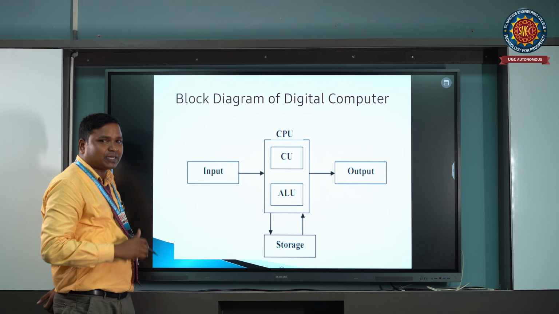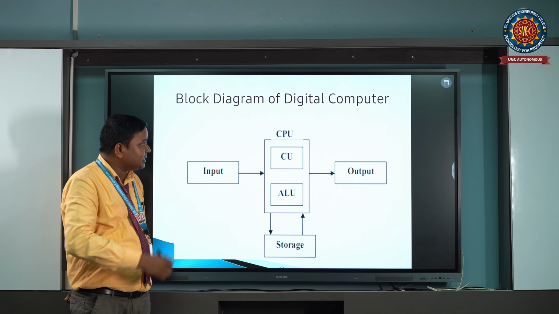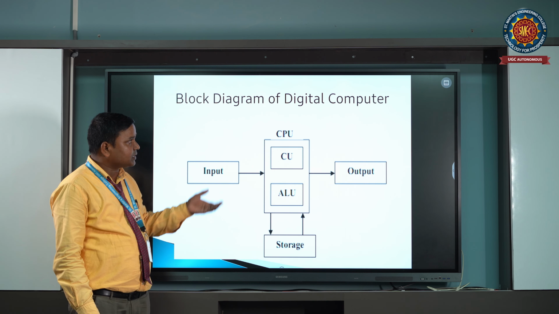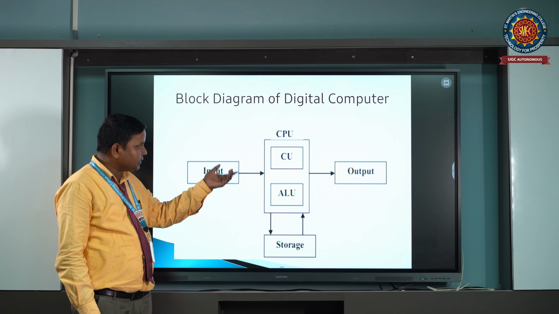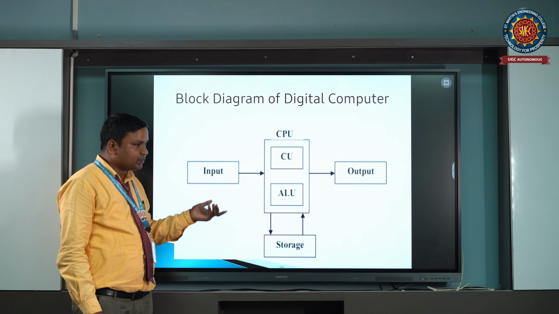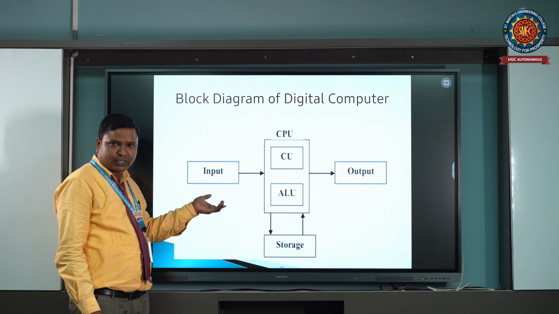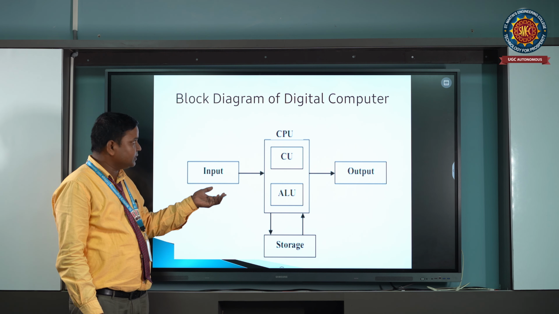First of all, what is a computer? Why is it called a digital computer? First we need to see the computer, and later why it is called a digital computer. We need to see what exactly is in the block diagram of the computer. The computer has some different functional units, and we will see this in this session.